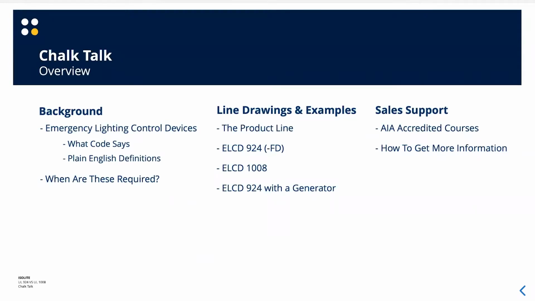And then I also wanted to go through some line drawings, specifically of our ELCD 924, the UL 924 style device, the UL 1008 style device, and then a very special section that covers how to use UL 924 style devices with a generator, which is probably a more preferable way to achieve success, but we'll see that when we get to it. And I'll cut to the chase.